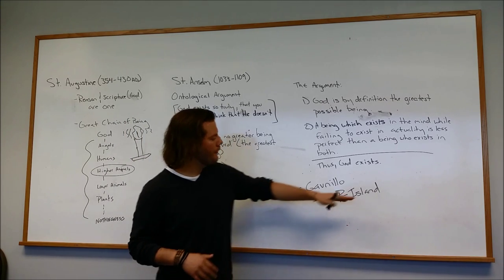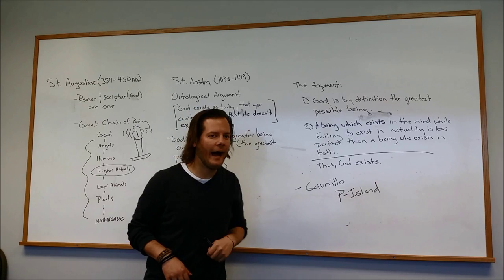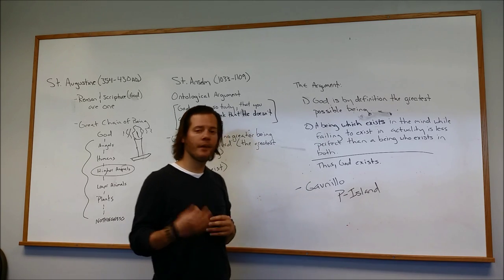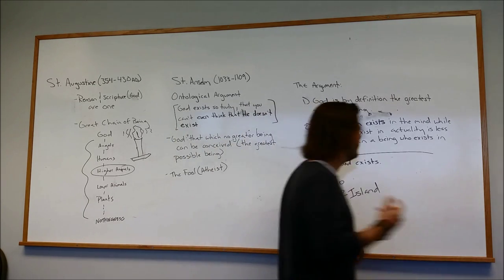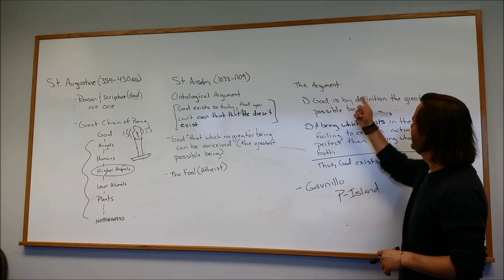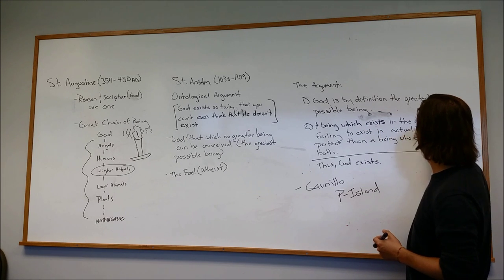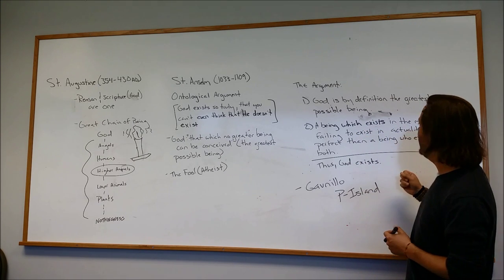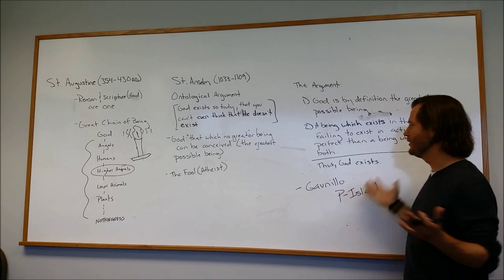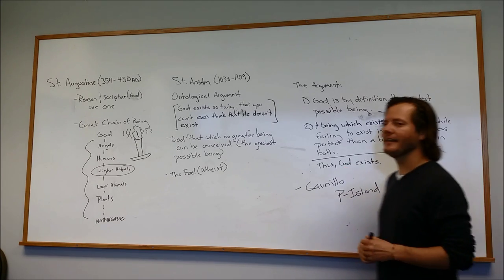And so he says, let's take perfect island and place it everywhere we see God in here, and then wherever we see being, we place island with it and see what happens. And so we do. So we say, the perfect island is by definition the greatest possible island. An island which exists in the mind, while failing to exist in actuality, is less perfect than an island which exists in both. Thus, the perfect island exists.